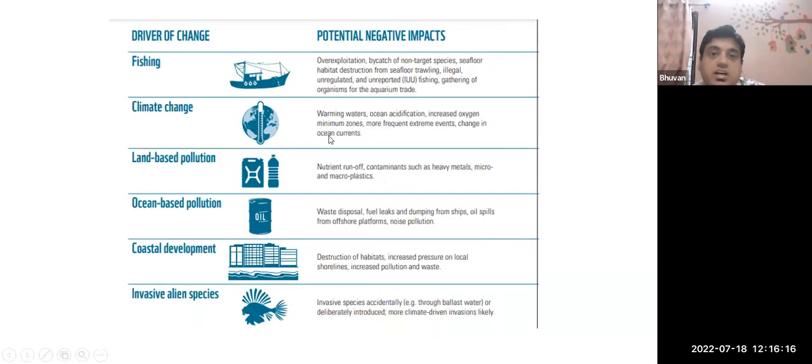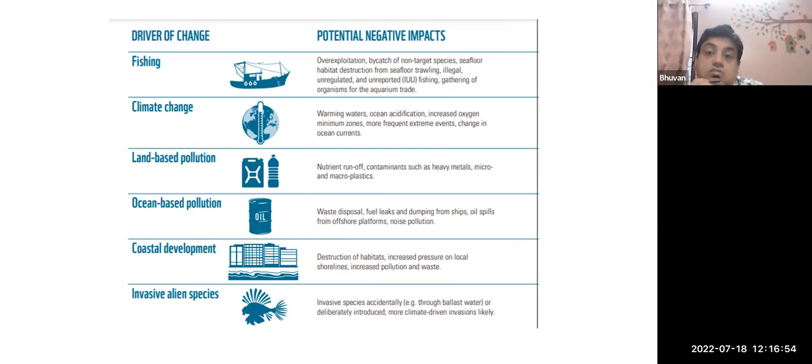Here we can see the major factors in marine areas and the sea, and the drivers of change. Fishing is leading to over exploitation of the fishes. Illegal, unregulated, and unreported fishing is a major cause of the decline in the number of fisheries and fishes all across the globe. Then we have climate change, which is leading to warming waters, ocean acidification, increased oxygen minimum zones, and more frequent extreme events.